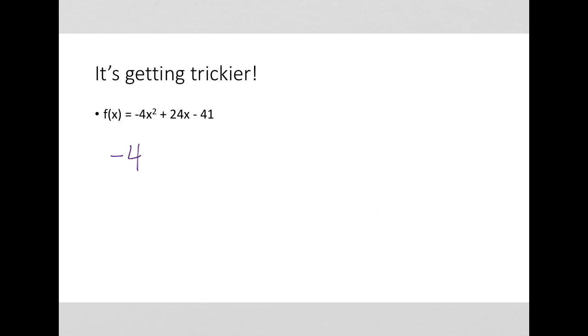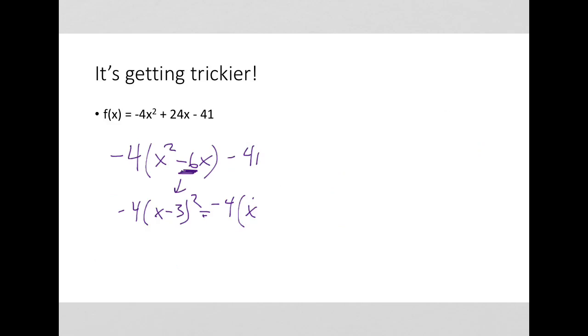Just factor out that negative 4 to start, and you're left with x squared. 24 divided by negative 4 is negative 6x, and I'm leaving that 41 by itself for now. So notice the negative 6 is telling me that I'm going to need an x minus 3 squared. I need to leave that negative 4 there, and let's see what we have at this point. x squared minus 6x plus 9. Now let's distribute in that negative 4 to get negative 4x squared plus 24x.